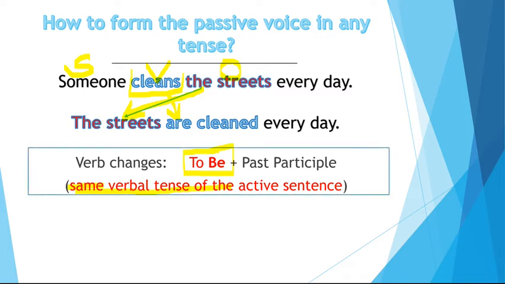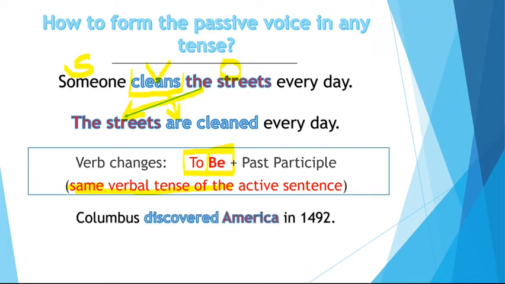This is quite simple, I hope. So we add be again, we add be depending on the original verb, then the past participle of the verb. Let's take a look. Columbus discovered America in 1492. Columbus is the subject of the verb. Discovered is -ed, so it's in the past simple. We need something suitable for it. Then America is the object.